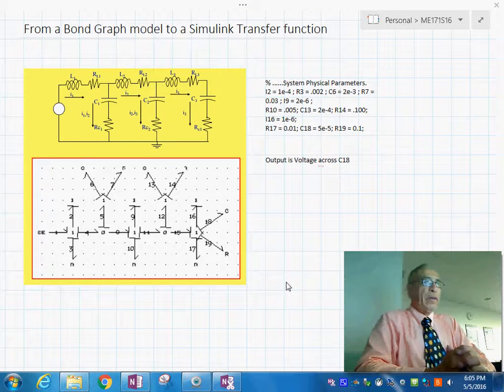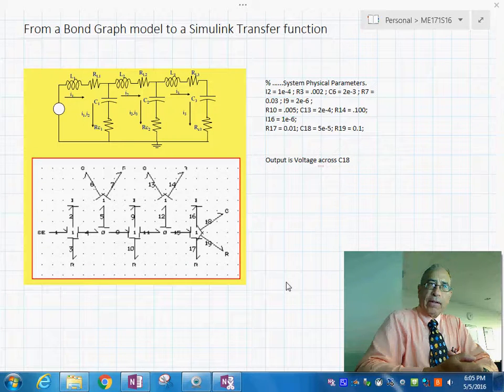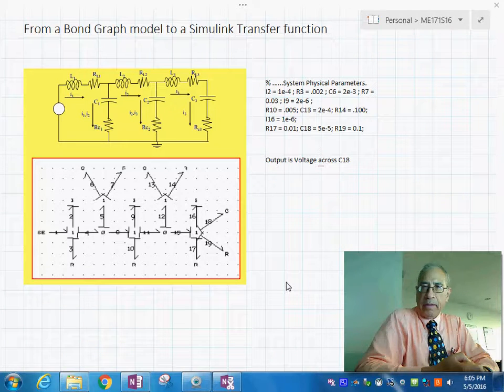So you see on the screen you have an electrical circuit which is a sixth order system. So it's quite significant if you were to do it by hand. It would be quite lengthy and chances of error, depending on how good you are with algebra.